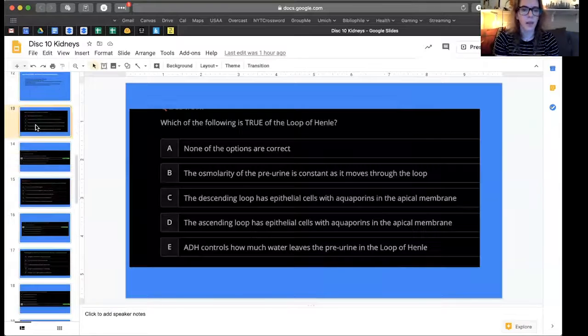Okay, so this one says, which of the following is true of the loop of Henle? A, the osmolarity of the pre-urine is constant as it moves through the loop. B, the descending loop has epithelial cells with aquaporins in the apical membrane. C, the ascending loop has epithelial cells with aquaporins in the apical membrane. D, ADH controls how much water leaves the pre-urine in the loop of Henle. Or none of the above. So I would take a second to pause and try to think about this before you move on.